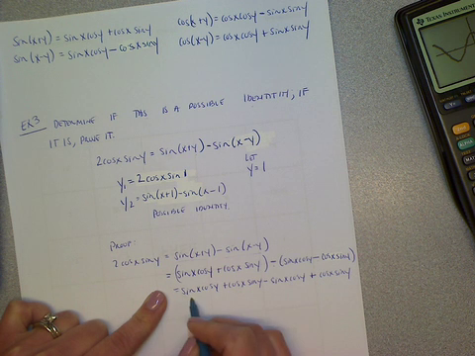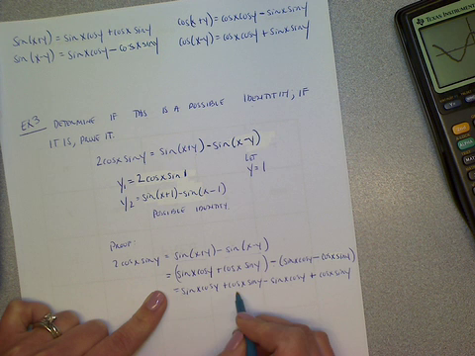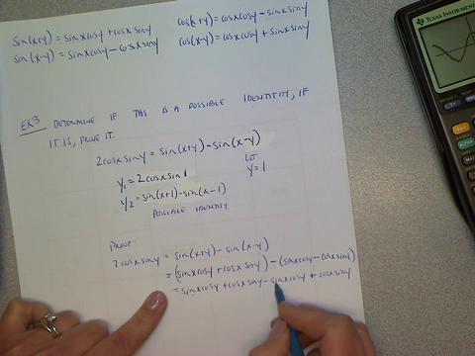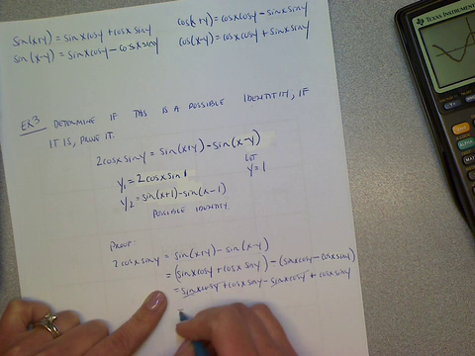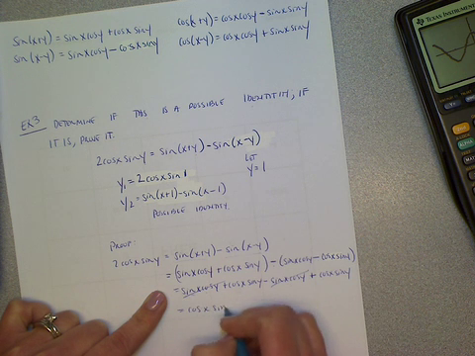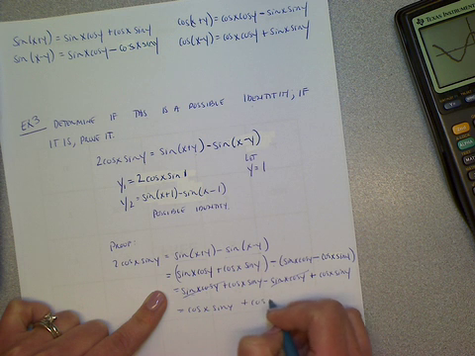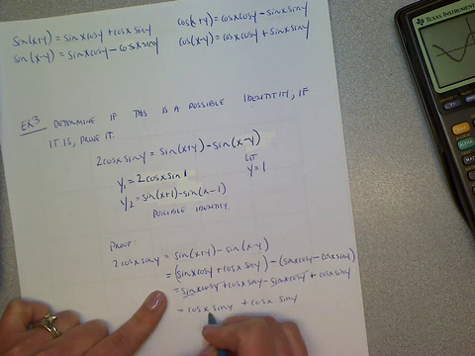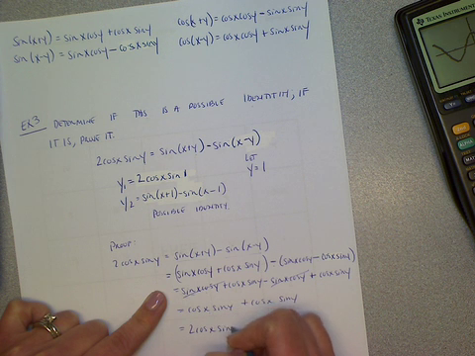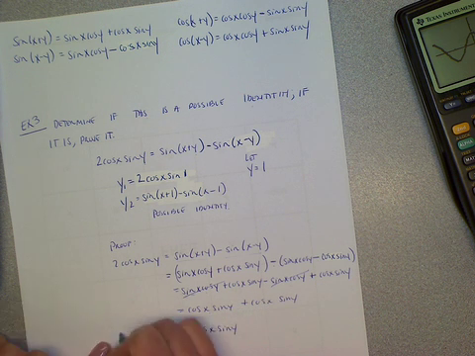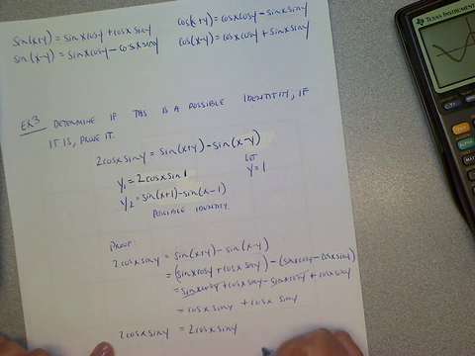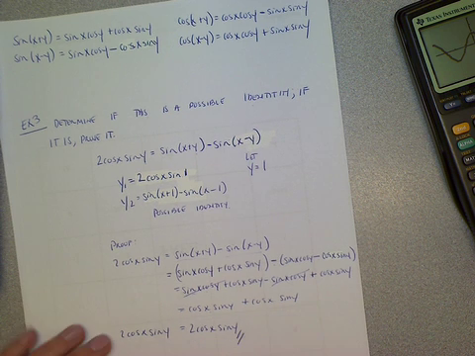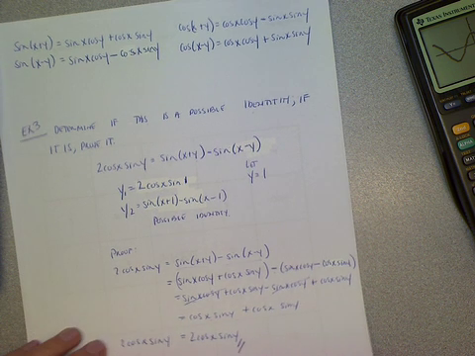Going through my terms, sine x cosine y minus sine x cosine y cancels. So then it's just cosine x sine y plus cosine x sine y. It's the same thing, so there's two of them, 2 cosine x sine y, which is what we wanted to have come out. And that is the proof for that identity.